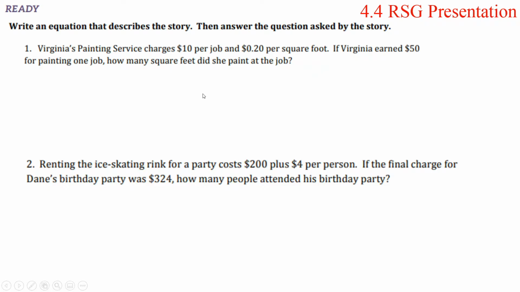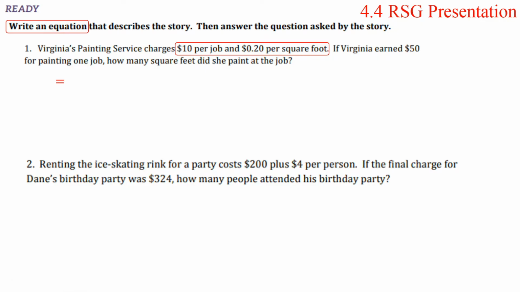So what we want to do as a mathematician is take this sentence and translate it to algebra. So let's think about it. And they asked us to write an equation, so let's start with an equal sign. Now, let's try to translate Virginia's painting service charges $10 per job and 20 cents per square foot. Now, the way they wrote that may be kind of confusing right there, but you need to think about this in the real world context. 20 cents per square foot.